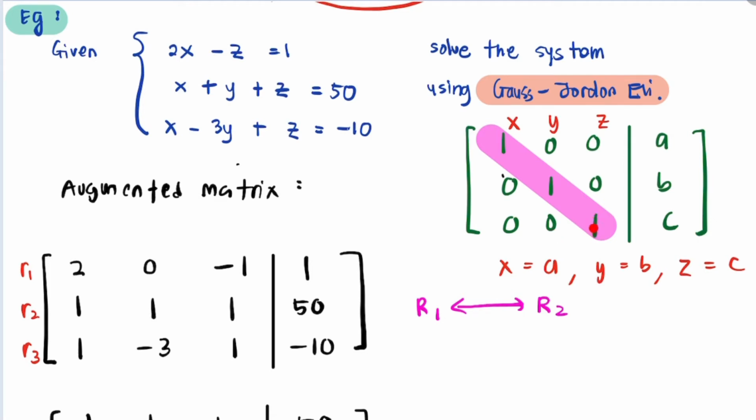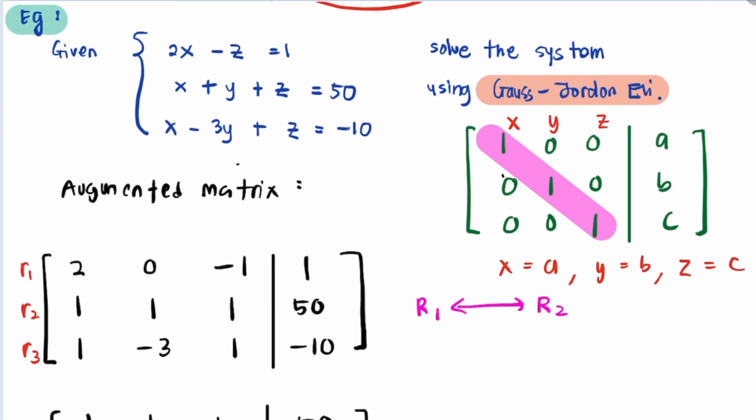Finally, let's make this entry here 1 and then use this 1 to make this 0 and this 0. When we finish doing this, we can straight away read our answer. This is 0x plus 0y plus 1z is equal to c. So z is equal to c. Next, y is equal to b. And finally, x is equal to a.